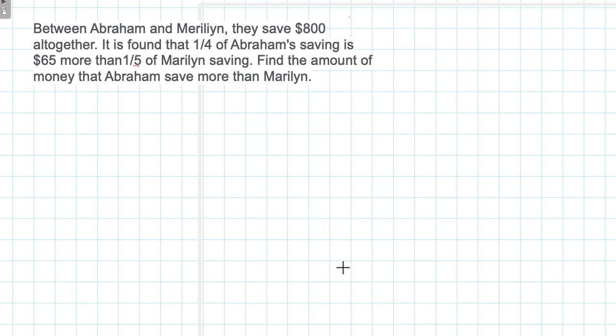Right, if you were to read it sentence by sentence and digest it, it's actually very easy. Okay, I have two persons, Abraham and Madeline. They save $800 together. So I just highlight this $800, and then it's found that 1/4 of Abraham's saving is actually $65 more than 1/5 of Madeline's saving. So I know that Abraham, I will have a total of 4 boxes, right? I have a total of 4 boxes.